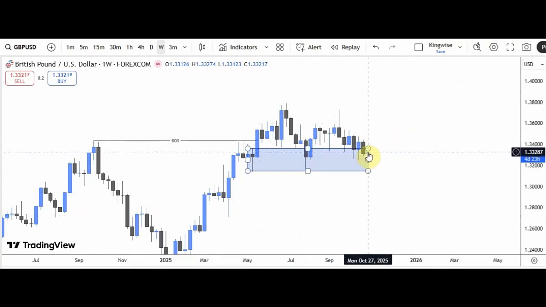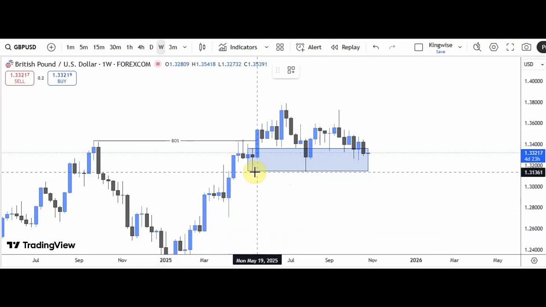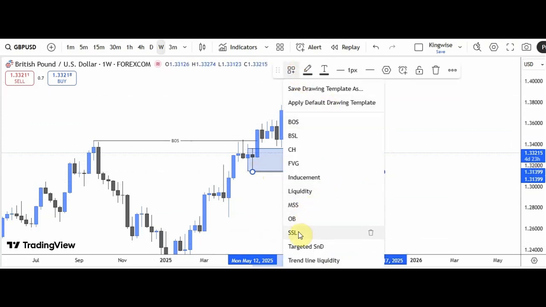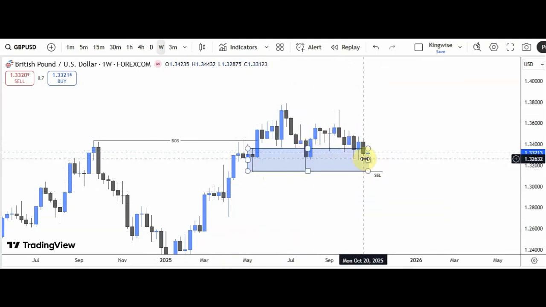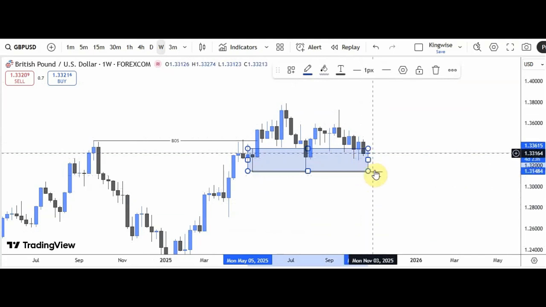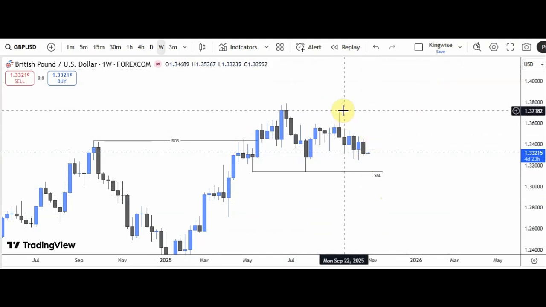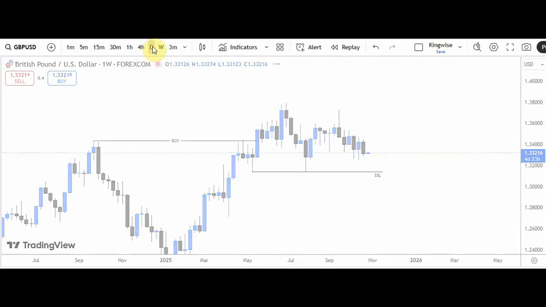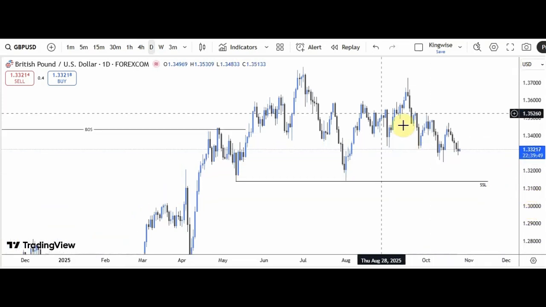So is price going to break this zone to take out this liquidity here, because this is a double bottom and that's liquidity, that's sell side liquidity? So is price going to break this demand zone to take out this liquidity, or is it going to push all the way up to take out the liquidity above? So let's go down to the one day or the daily time frame.